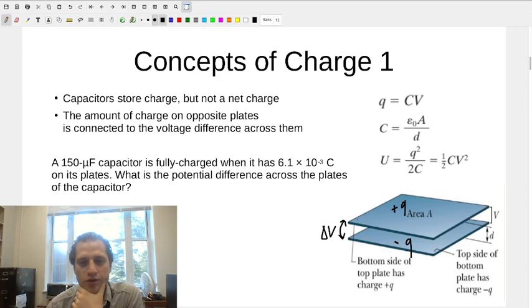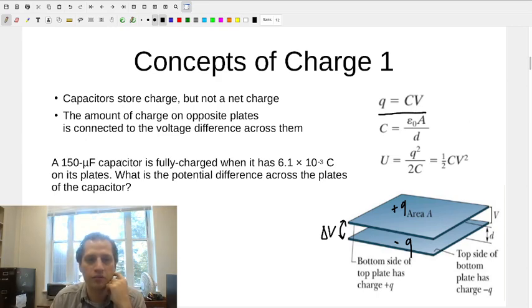Okay, and conversely, you can think about putting a voltage difference from a battery across those plates, and then that would predict what kind of charge. And the equation here is Q equals CV. So here's a quick example.